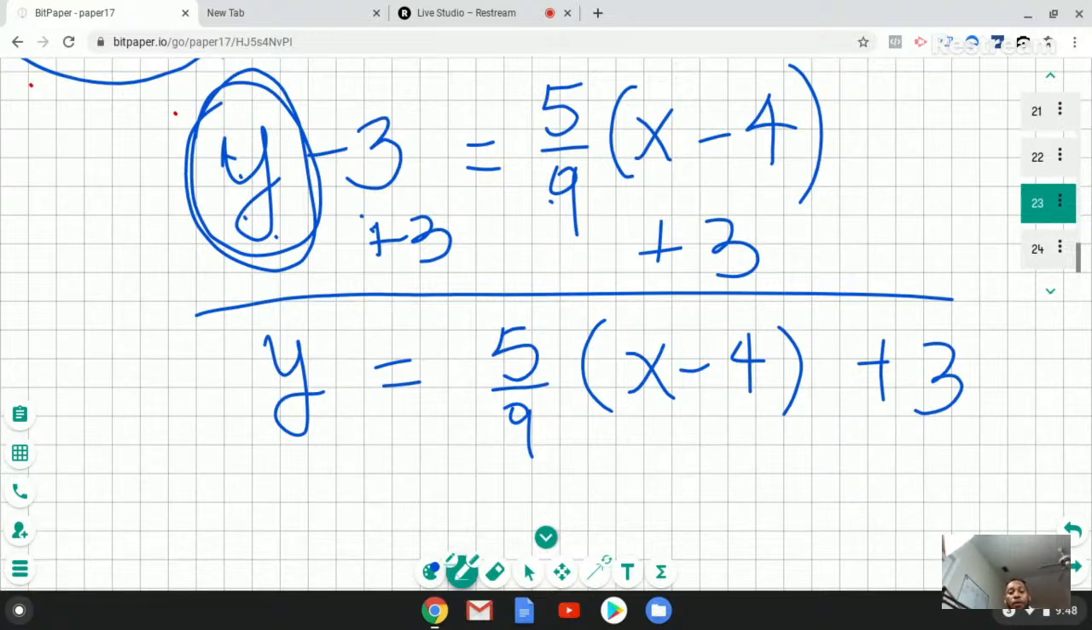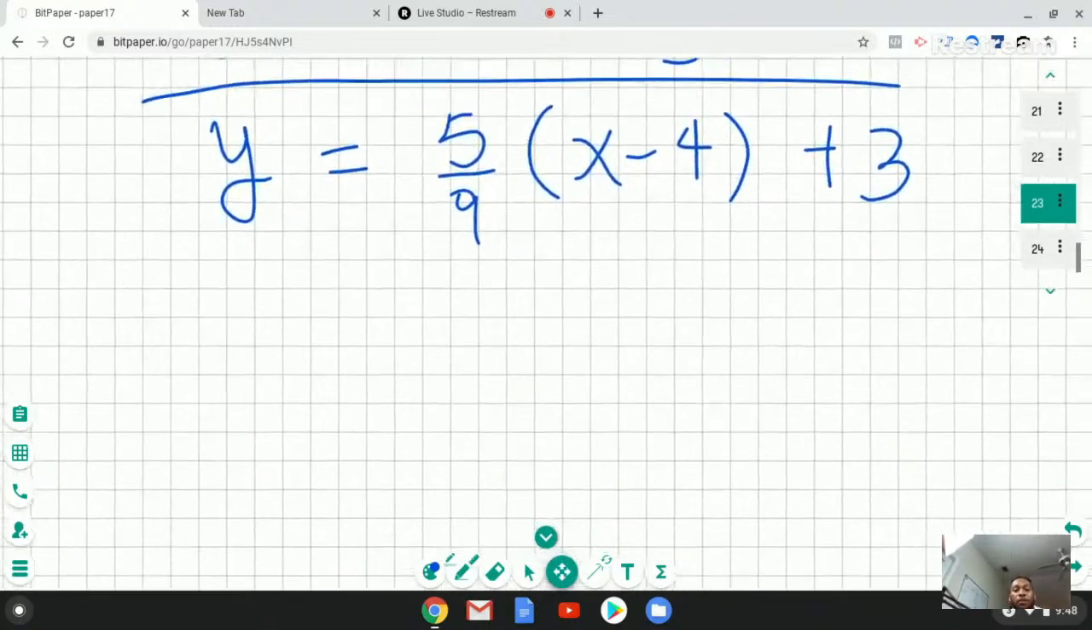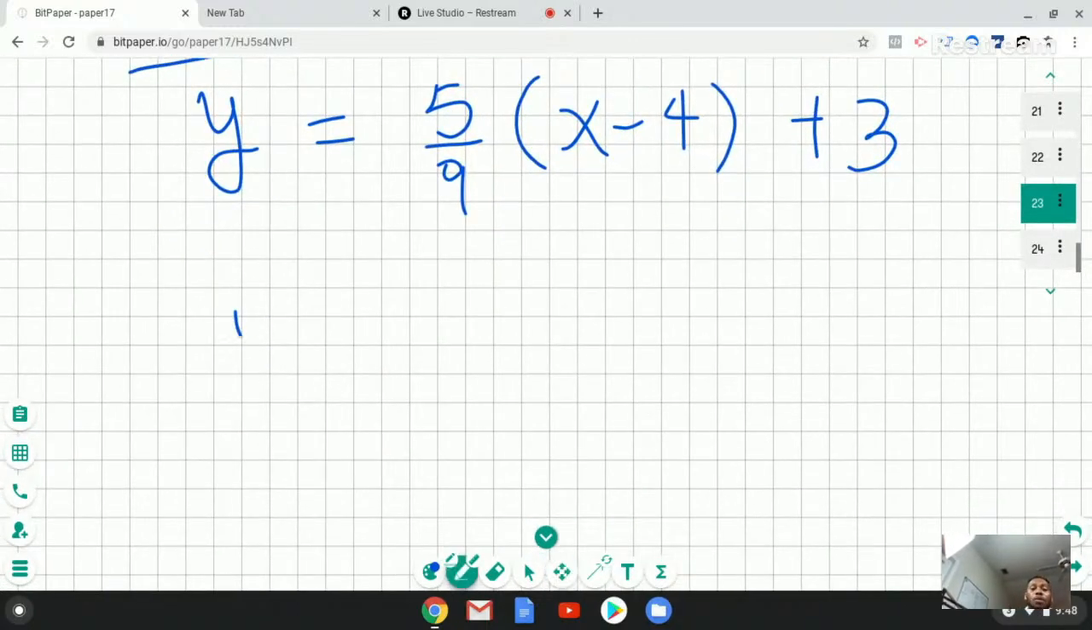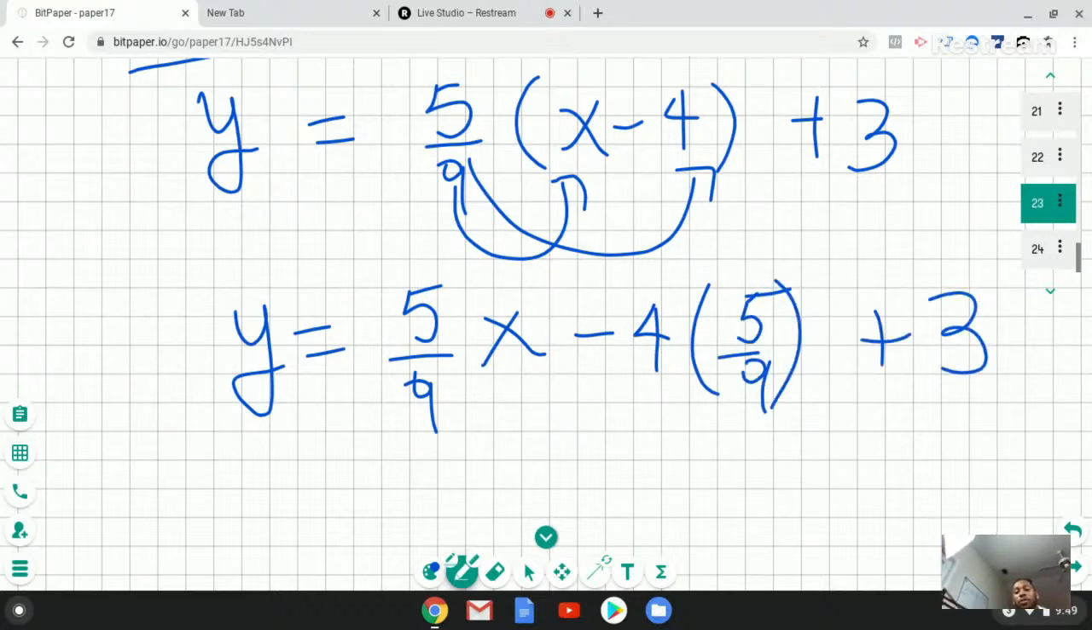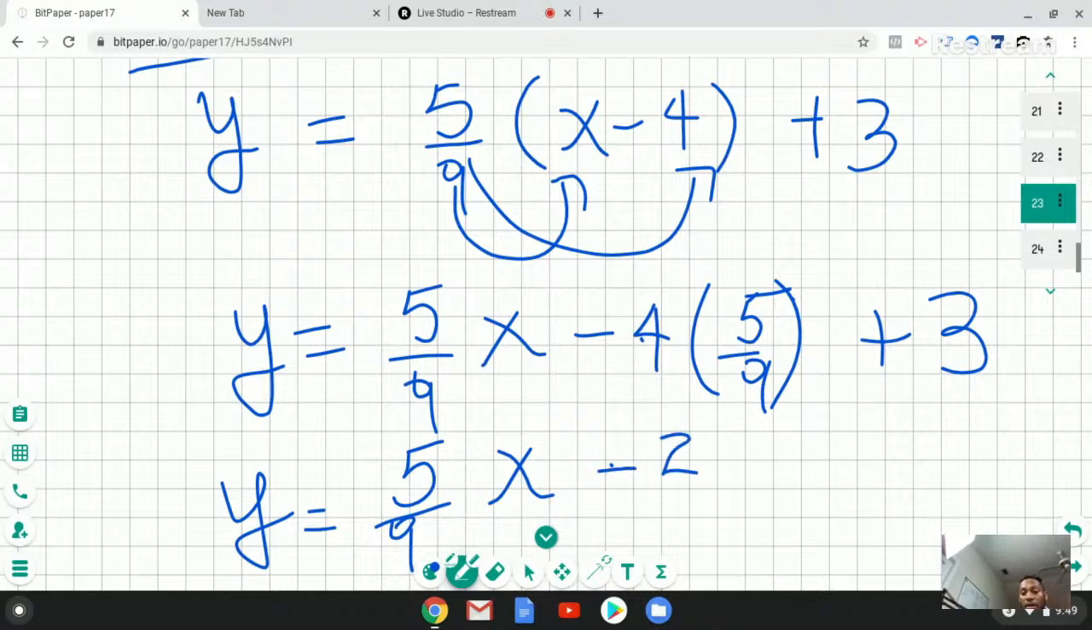So now what else are we going to do? After I added 3 to both sides, y is equal to 5 divided by 9 times x. I'm going to distribute that. I multiply 5 divided by 9 times x, plus I multiply 5 divided by 9 times negative 4. So that gives me negative 4 times 5 divided by 9. And then I added the 3 to it. So y is equal to 5 divided by 9 x, plus negative 4 times 5, which is negative 20, divided by 9, plus 3.